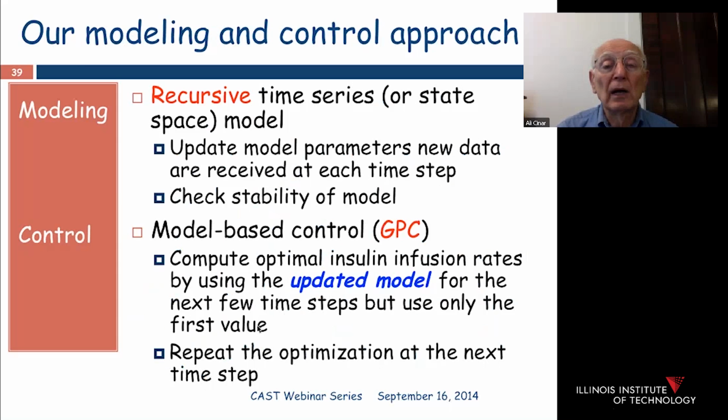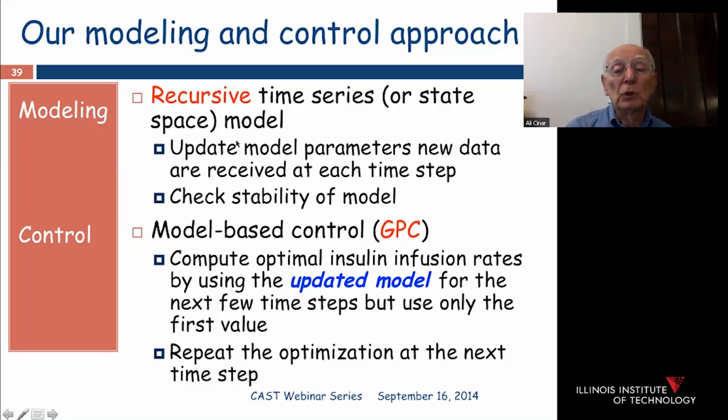And we decided to build recursive time series models or their conversion to state-space form, update model parameters with new data every time data are received from the patient. And we have also added the stability assessment capability. In fact, later on, we converted that to a set of constraints so that as the model is being developed, we have some constraints that will force the system to be a stable model.